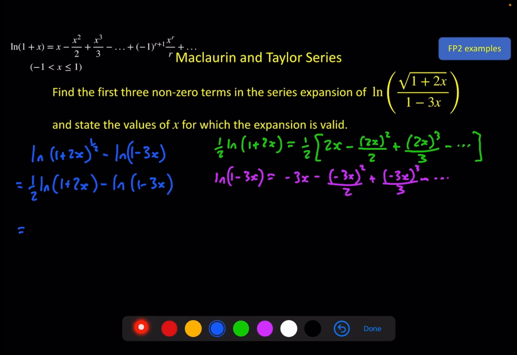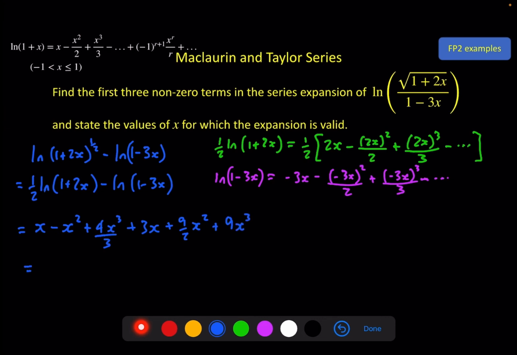So going back to blue, this equals half of 2x is x, minus 4x squared over 2, and half of that is x squared, plus 8x cubed over 3, half of that is 4x cubed over 3, and then we need to subtract the ones in purple, so we've got minus 3x is plus 3x, minus 9 over 2 x squared, so that's plus 9 over 2 x squared, and then minus 27x cubed over 3, so that is plus 9x cubed.